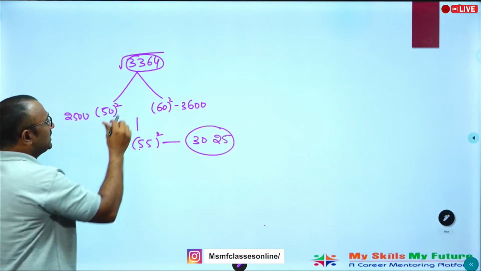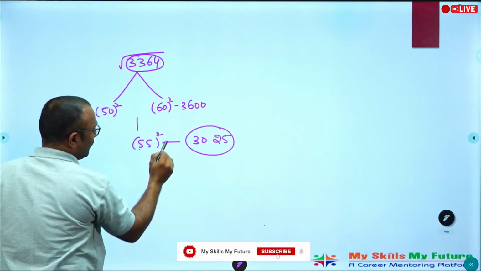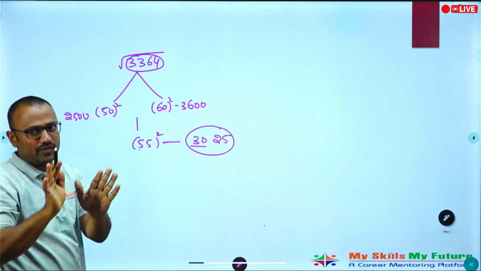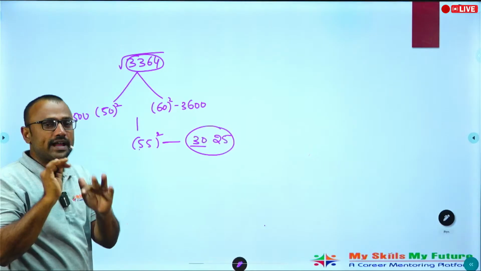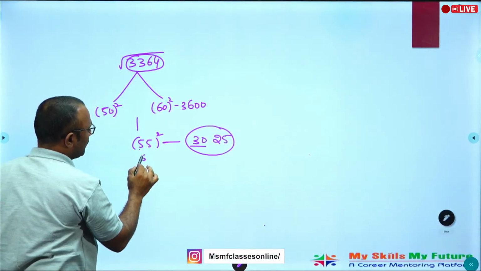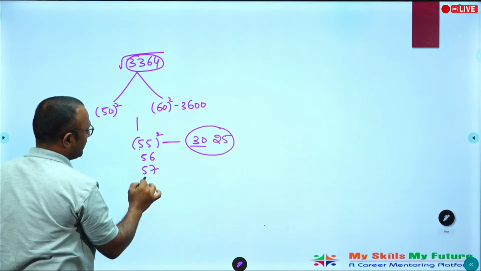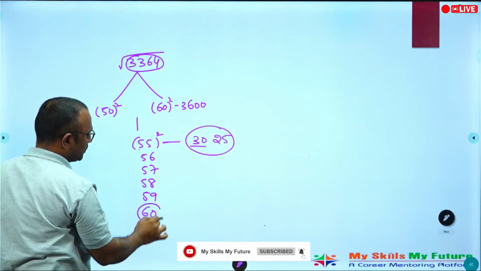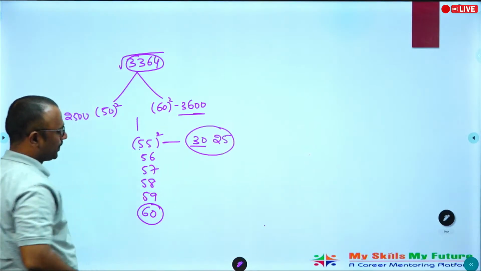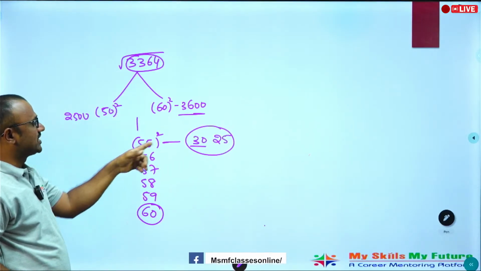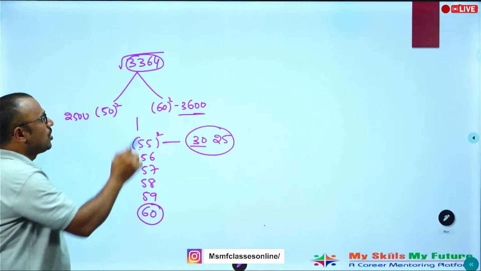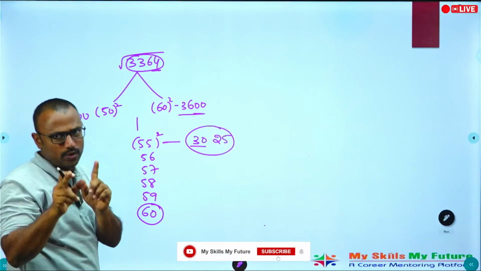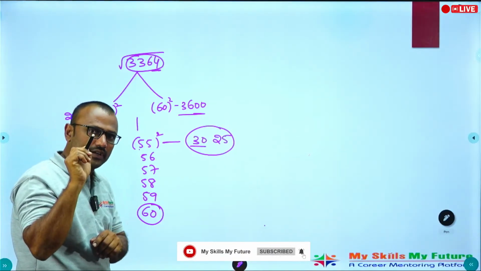If you see that 55 square is 3025, here the number is more than 55. So more than 55 is 56, 57, 58, 59, 60. 60 square is 3600, and 55 square is 3025. So which number's square ends with 4? The number's unit digit should be 8.